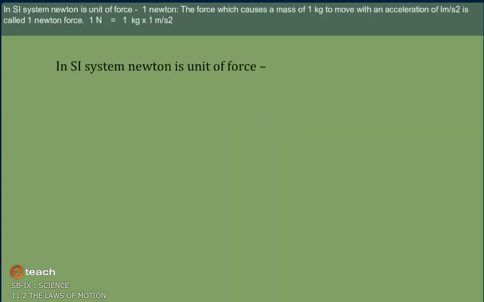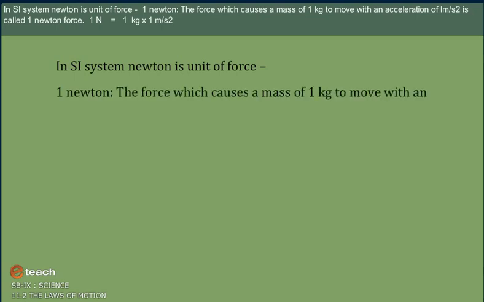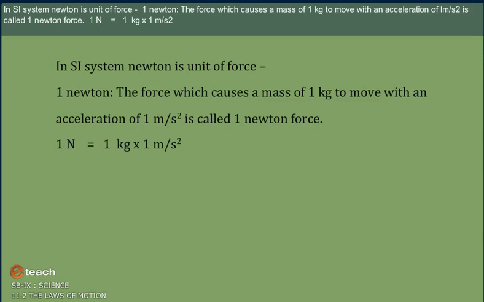In SI system, Newton is unit of force. 1 Newton is the force which causes a mass of 1 kg to move with an acceleration of 1 meter per second square is called 1 Newton force. 1 Newton is equal to 1 kg into 1 meter per second square.